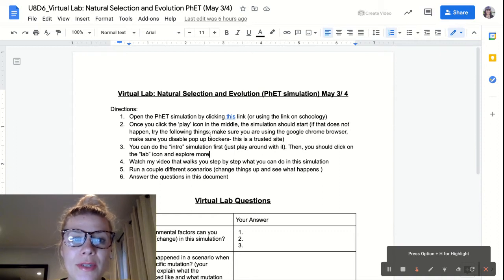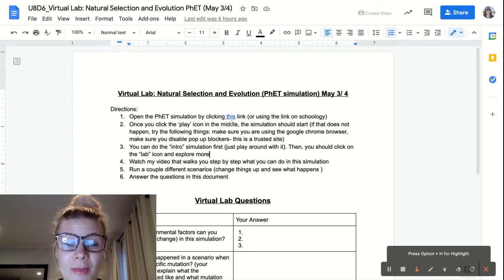I just wanted to explain the virtual lab questions for today. I'll have another video walking you through the simulation, but for now, this is just explaining the assignment itself. So make sure that you open the PhET simulation. I've linked it in this document. It's also linked on Schoology, so it's the same link. Use whichever one is easiest for you.